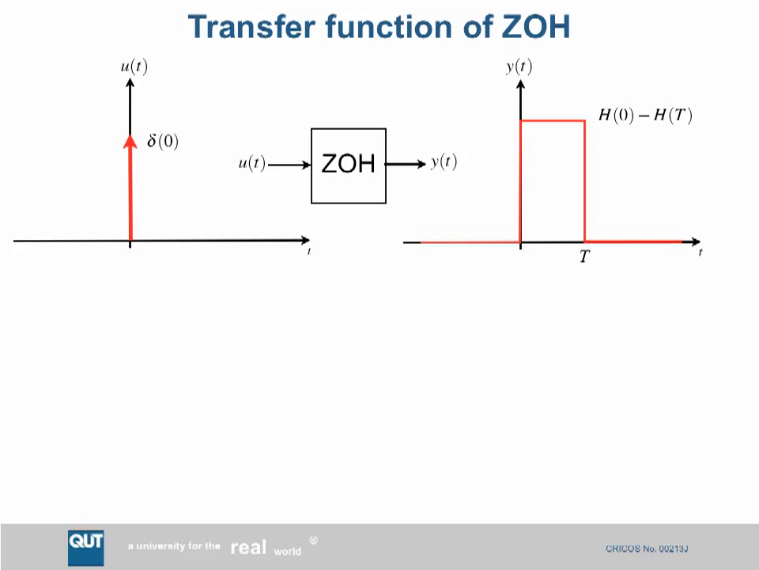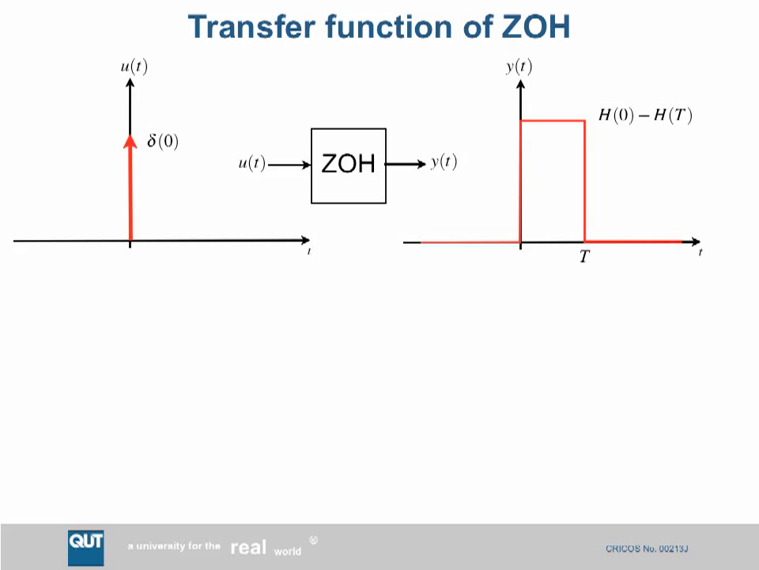H of t is a step that goes up at time t. The difference between those then is that waveform that I've drawn there on the right. Okay, so here's a zero-order hold. What goes in is a spike. What comes out is a finite width pulse.